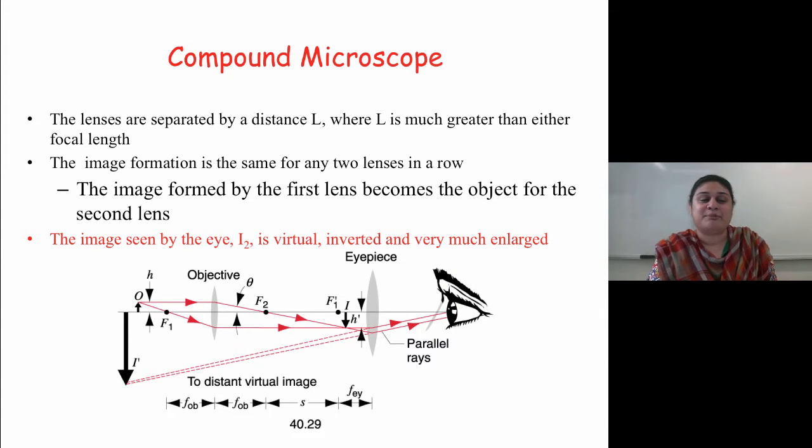So in a compound microscope, the lenses are separated by a distance L, where L is much greater than either of the focal lengths. The image formed is the same as for two lenses in a row. The lens that is closer to our eye is called the eyepiece, and the lens that is further away is called the objective.